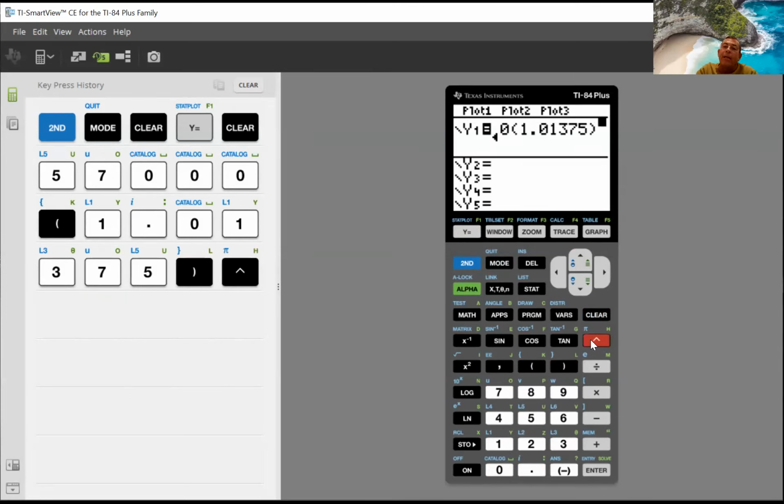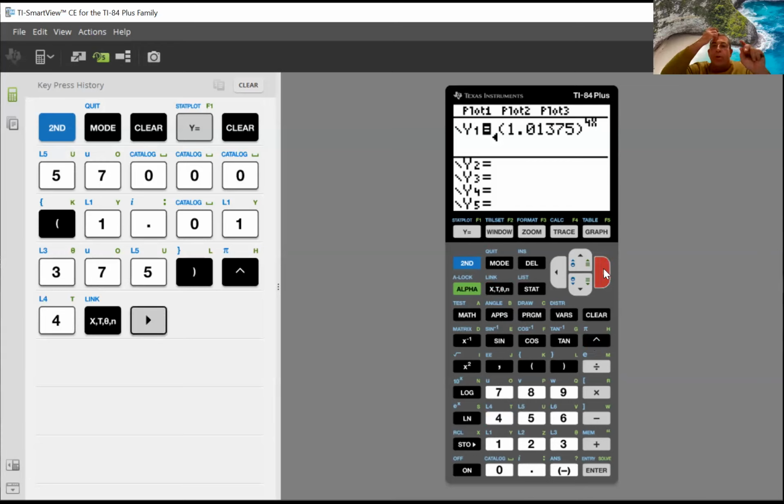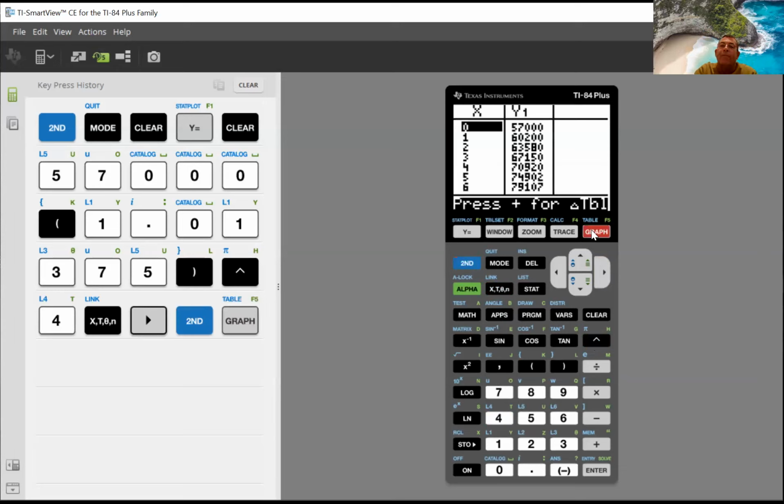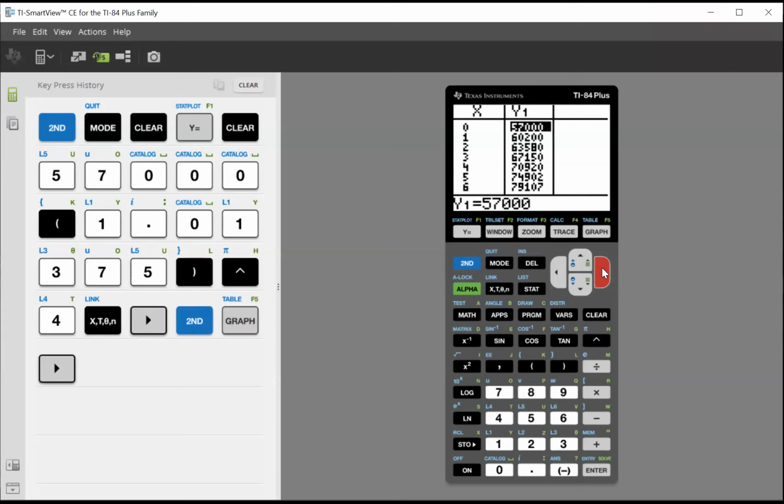Now be careful on the exponent. We got 4t, but on the calculator you got to use a 4x. So always use x's when you're doing the graphing, no matter what they got here for the variable. Although it's a t, we're going to use the x. Now, y'all, I don't care what the graph looks like. I want to see what the table looks like. So I'm going to hit second graph. So how much did it tell me I had at 0? 57,000.